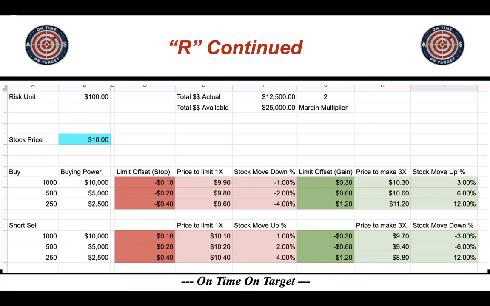Generally, that's tough on the long side. However, let's talk about short selling. This is where you have to look in the mirror. This is where you have to back up the trailer. You have to kind of think of everything backwards.